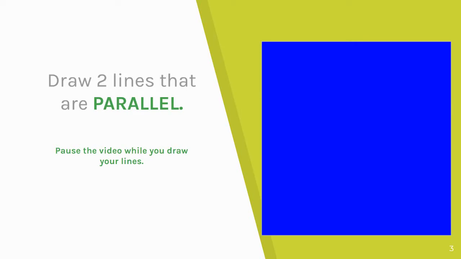Okay, here's the first item that you need to draw. On your paper, draw me two lines that are parallel. Think about that vocabulary word, parallel, and draw me two lines that are parallel. You can pause the video if you need to.